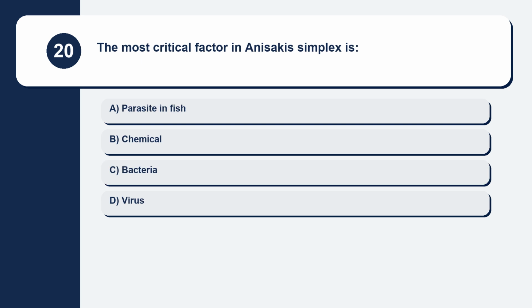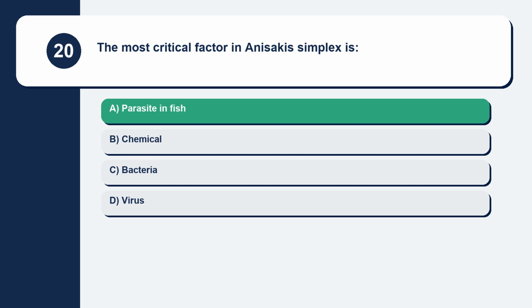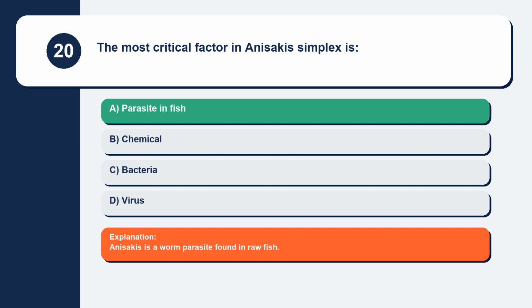Question 20. The most critical factor in Anisakis simplex is parasite in fish, chemical, bacteria, virus. Anisakis is a worm parasite found in raw fish.